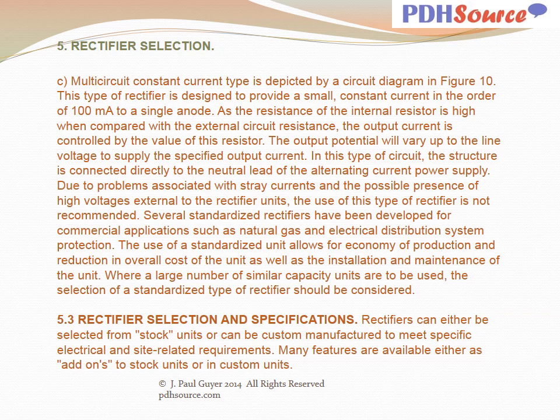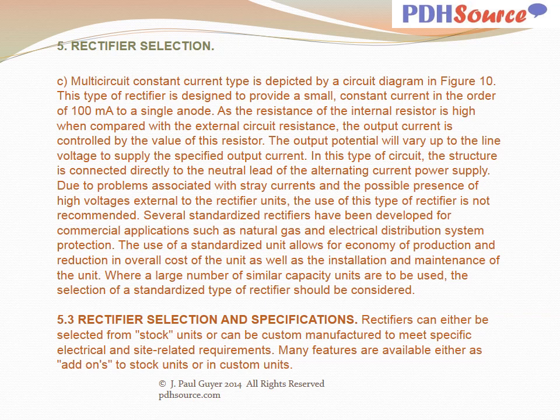In this type of circuit, the structure is connected directly to the neutral lead of the alternating current power supply. Due to problems associated with stray currents and the possible presence of high voltages external to the rectifier unit, the use of this type of rectifier is not recommended. Several standardized rectifiers have been developed for commercial applications such as natural gas and electrical distribution system protection.